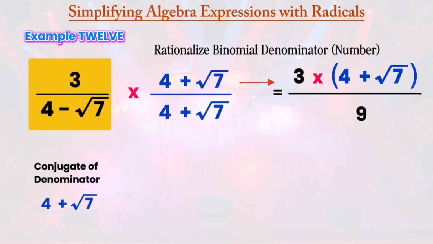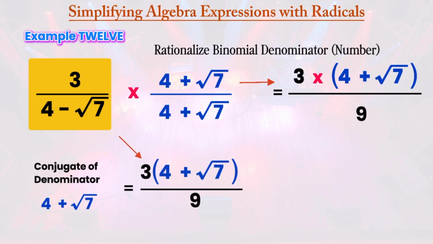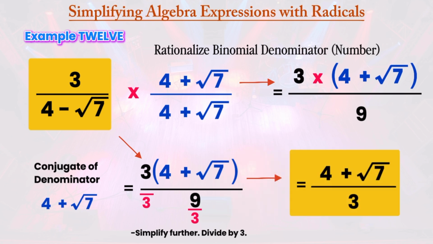This gives us an answer of 3 times 4 plus the square root of 7 over 9. Here we can simplify further by dividing the numerator and denominator with the common factor 3. That results in a final answer of 4 plus the square root of 7 over 3. We're fully simplified with the rational denominator.